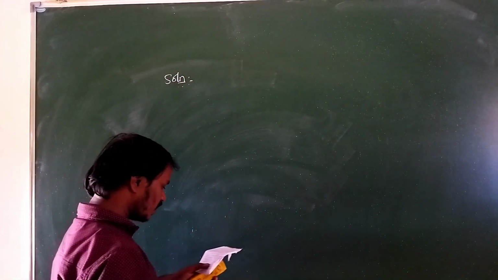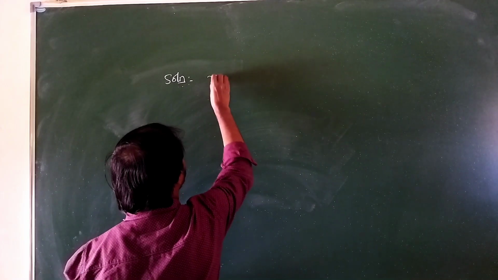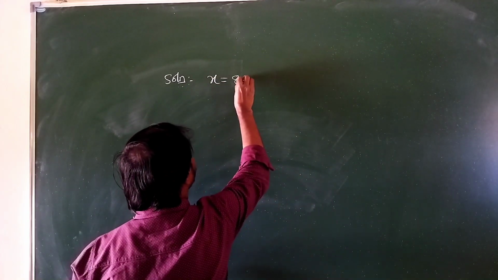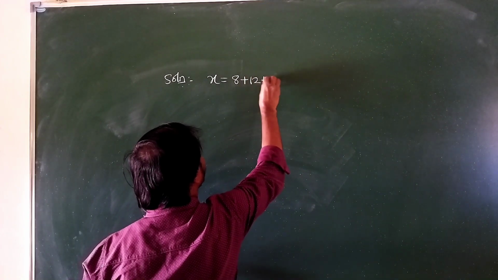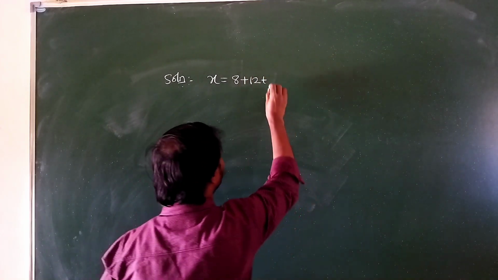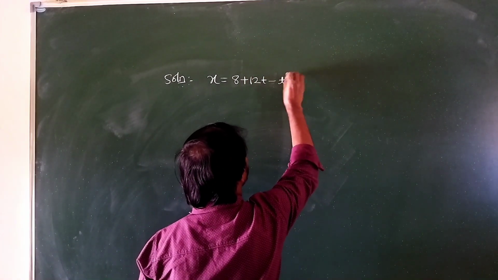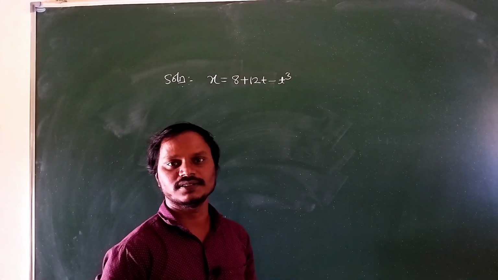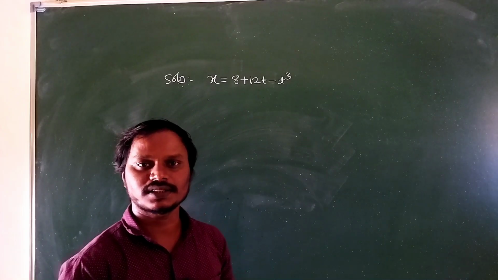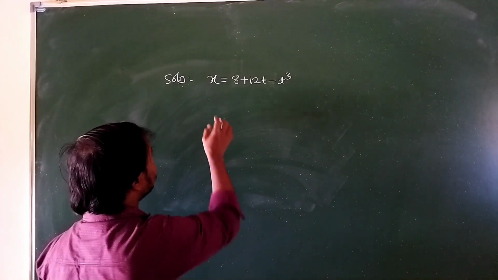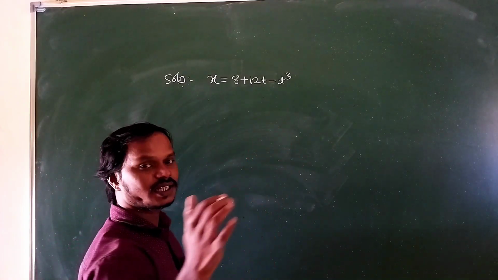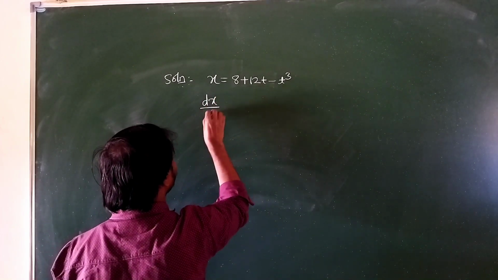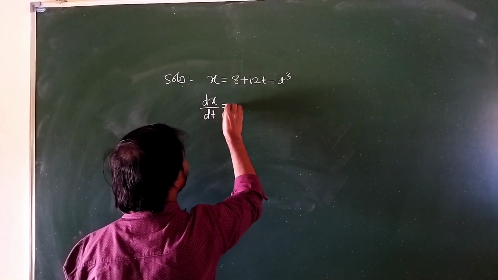So, first I will write the given equation, that is x = 8 + 12t - t^3. Then what is our aim? Our aim is to find retardation. Retardation means negative acceleration. So listen here, differentiating this equation with respect to time, we will get velocity. So differentiation with respect to time, dx/dt.